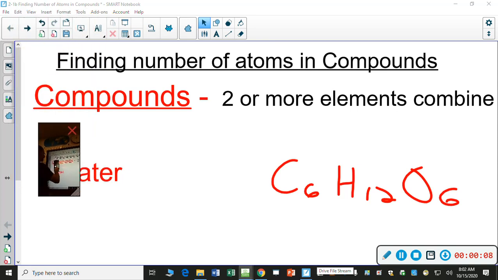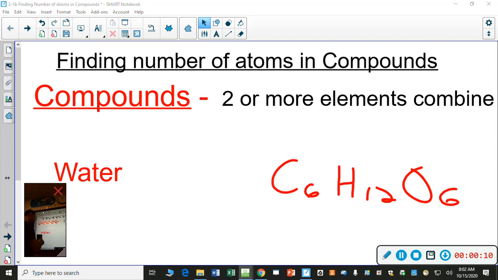Finding number of atoms in compounds. Okay, so first off, you may ask, what is a compound? A compound is when two or more elements chemically combine. And obviously, sometimes they'll make molecules, which I'll go over in a moment what that means. But let's start with a simple compound here.